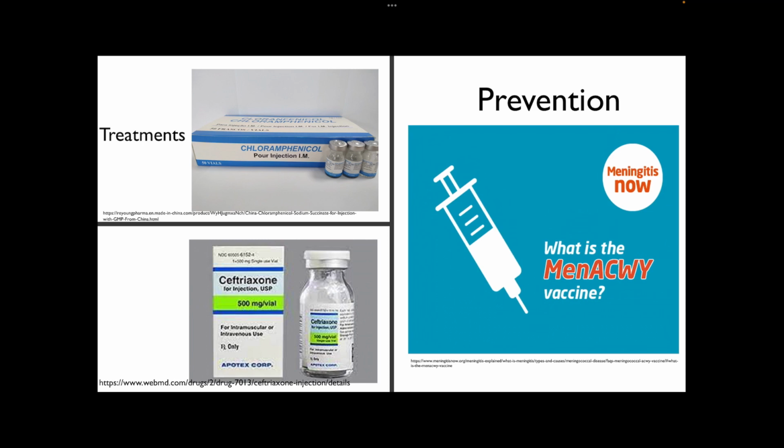However, even with antibiotic treatment, 10 to 15 people out of 100 that are infected usually die, and up to 1 in 5 survivors will have long-term disabilities such as loss of limbs because it can cause gangrene, deafness, nervous system problems, or brain damage.